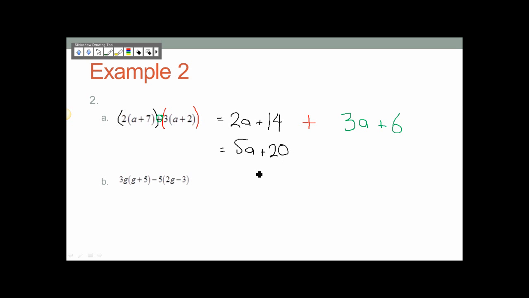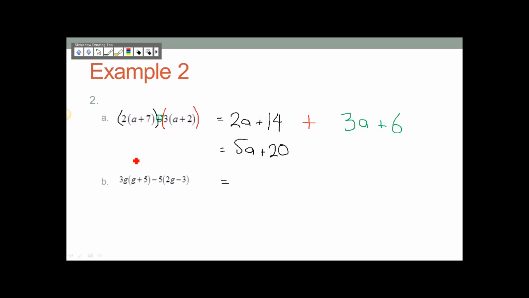So our final answer is 5a plus 20. See how it's a little bit easier? While written in the question over here, it looks long and complicated, but if we simply just split it into two separate questions, it's a lot easier to work out. Alright, let's have a look at this second one and see how we go.